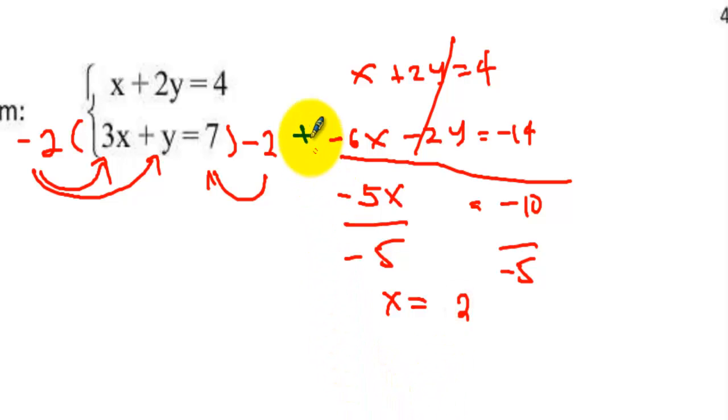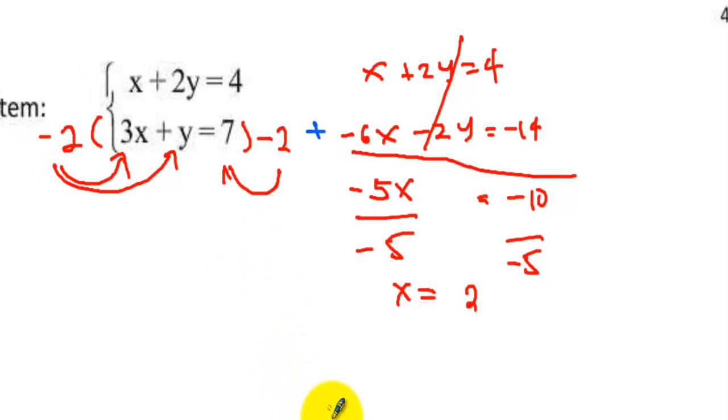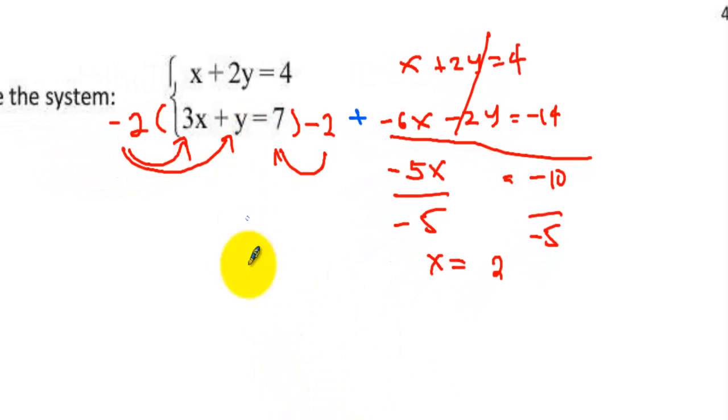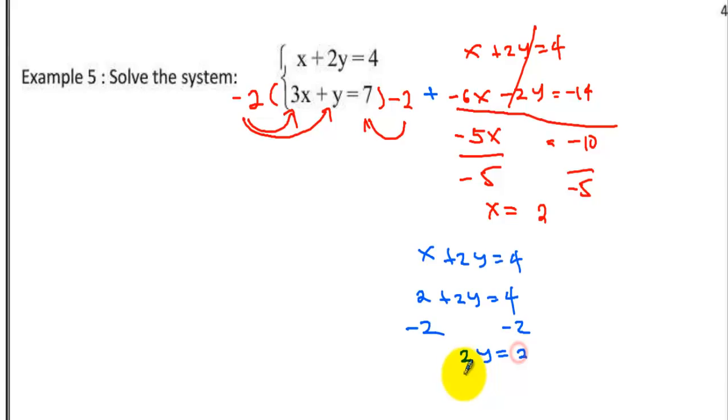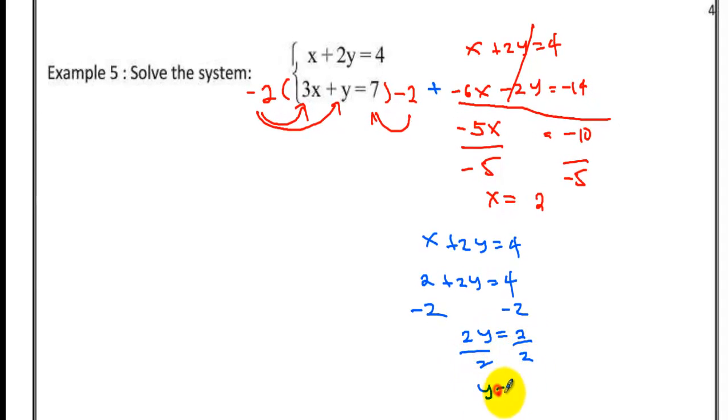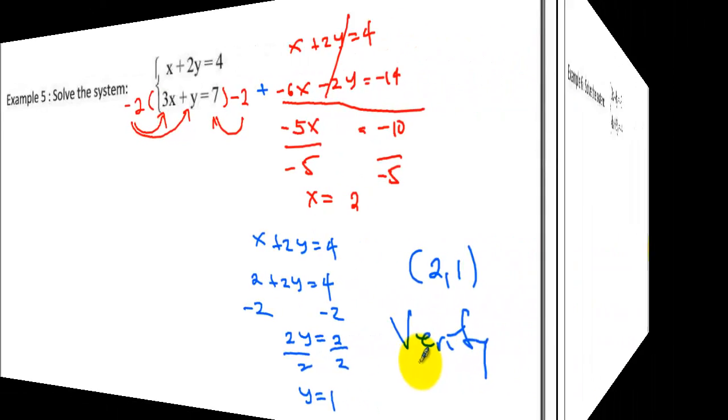Next we can use either the first equation or the second equation. This time I'm going to use the first equation. So from the first equation, we will have x plus 2y equals 4. Replace x by 2. Subtract 2 from both sides, we'll get 2y equals 2. Divide by 2, then y equals 1. So here we have another one solution, 2 comma 1. And again, don't forget to verify your answer.